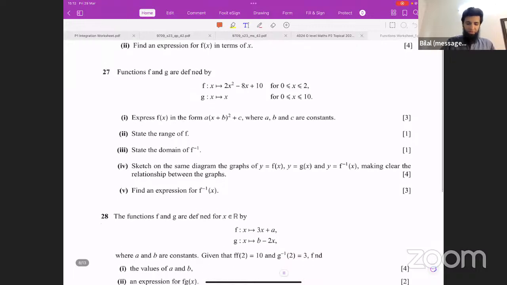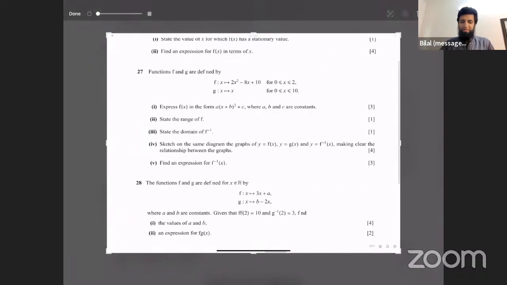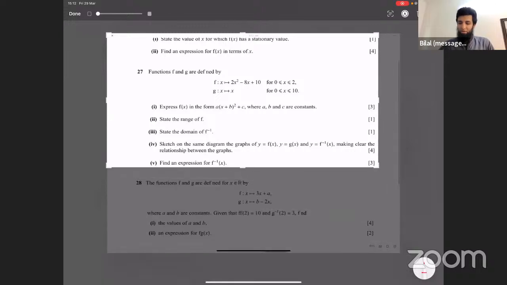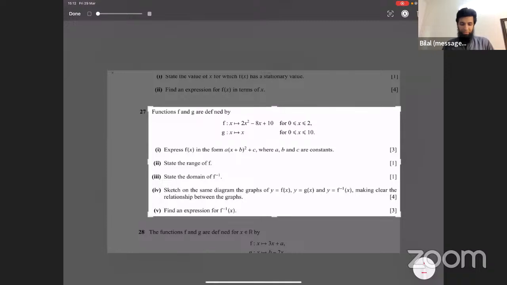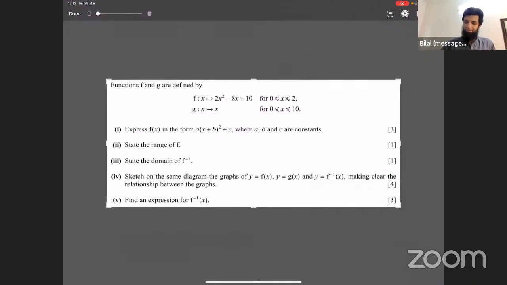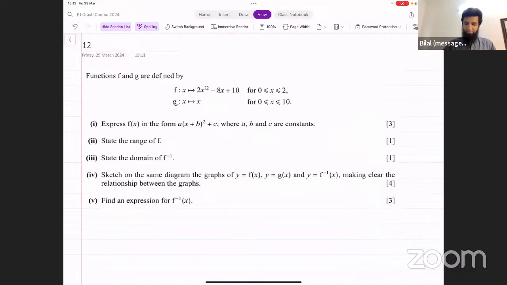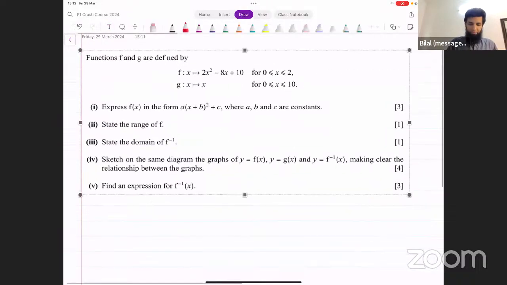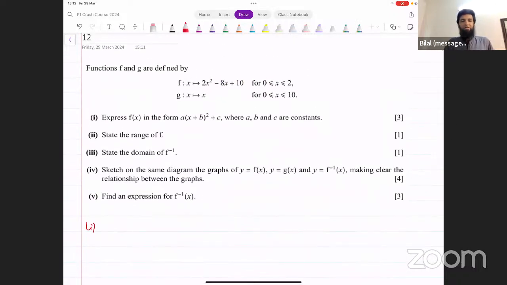Okay, let's try this one. This is question number 27 from the worksheet. Now, this tests a number of concepts that we've done until now. It's a 12-mark question, 5 parts. Let's have a look at this. Okay, so it says functions f and g are defined by these two expressions.